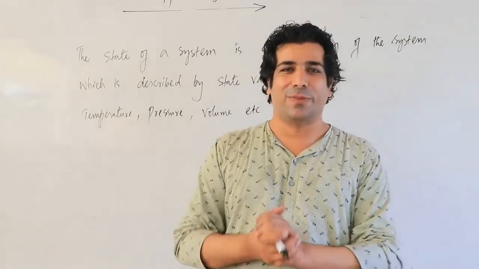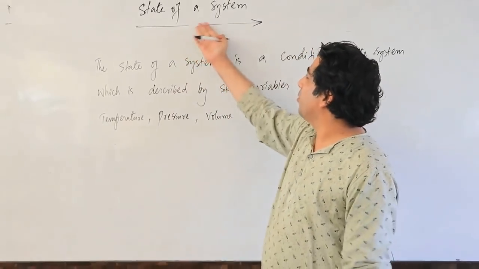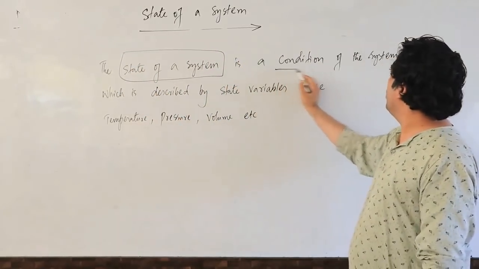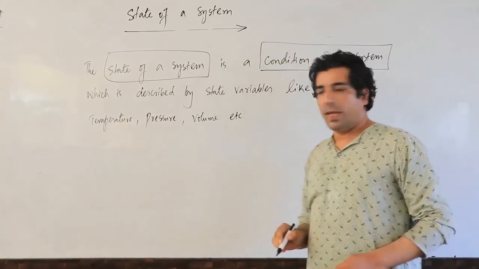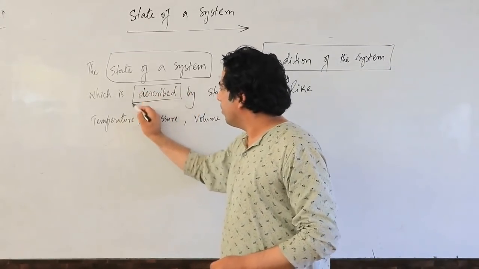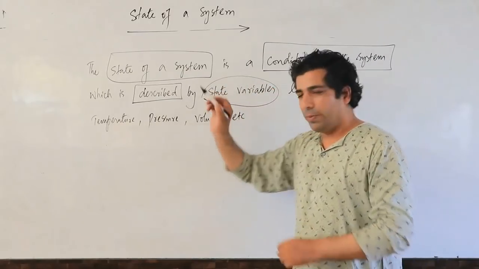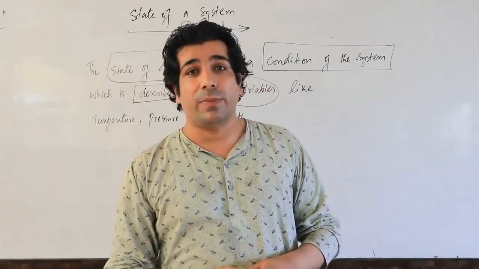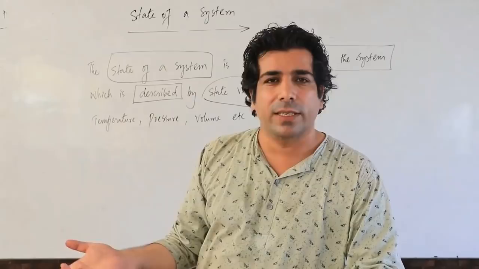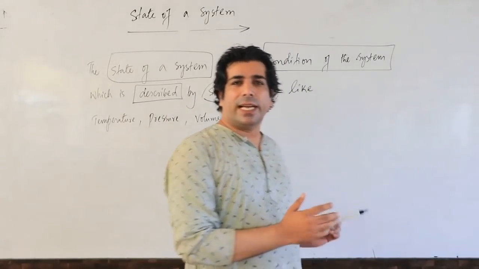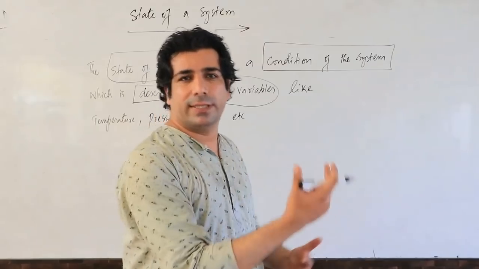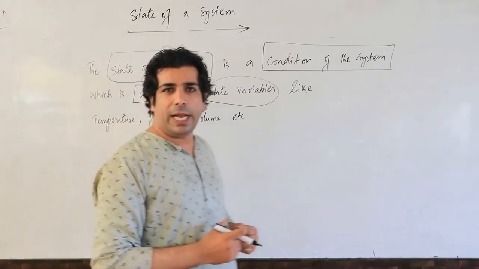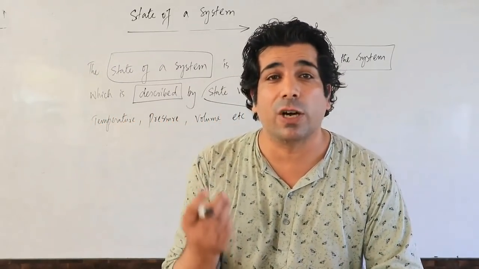So let us start our topic for today, which is state of a system. My dear friends, the state of a system is a condition of a system, which is described by state variables. So the condition of a particular system is described by the state variables. What is the meaning of that? Let's understand. It means that if you change the state variables, like if you change the temperature, pressure and volume, what will happen? The state of the system will also change.